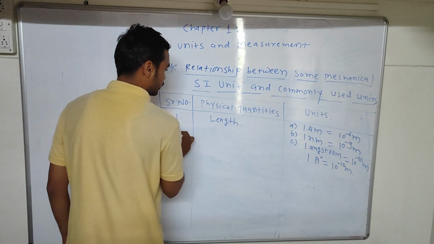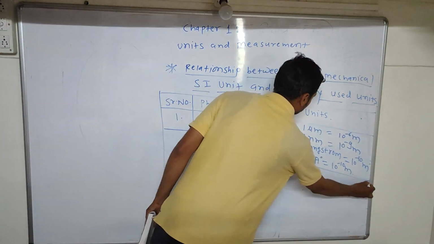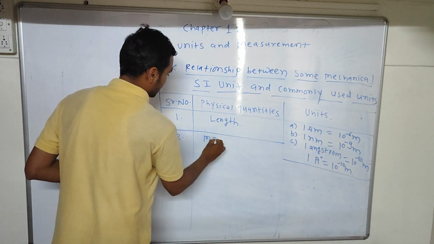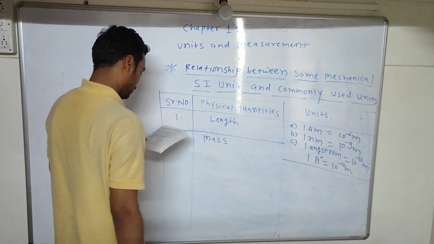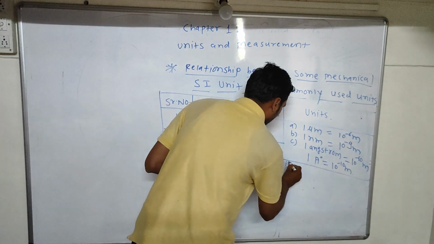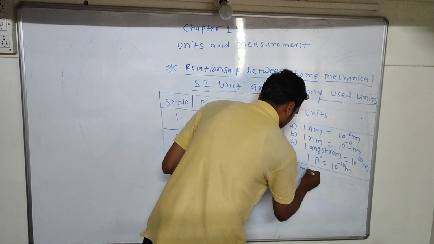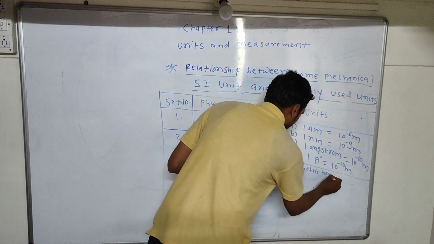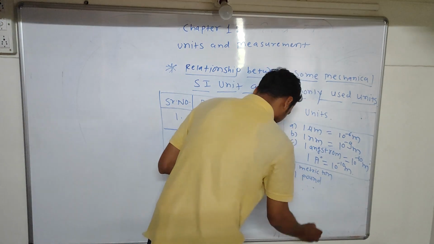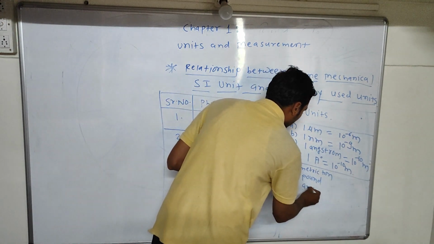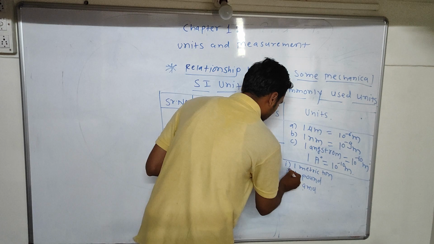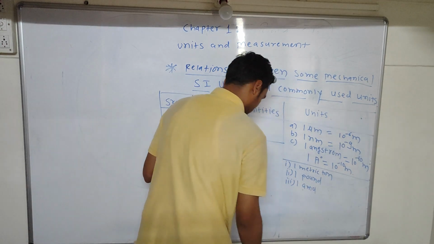Then after that we have to see mass, right? The second physical quantity is mass. We have to convert 1 metric ton, 1 pound and 1 AMU, right? We have to convert all these physical quantity units into kilogram, right? Here, first, second, and third.